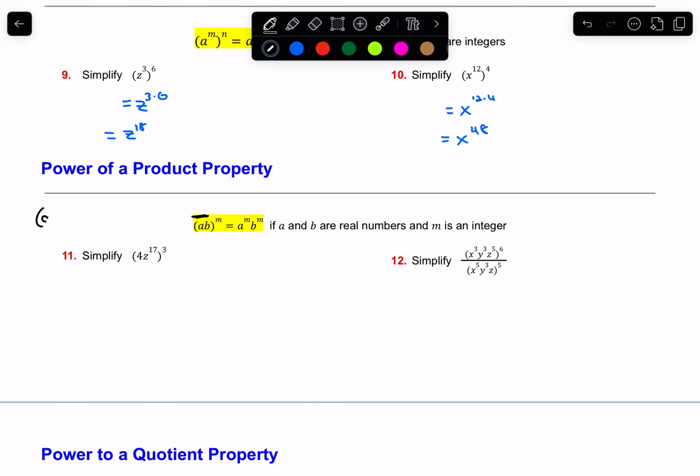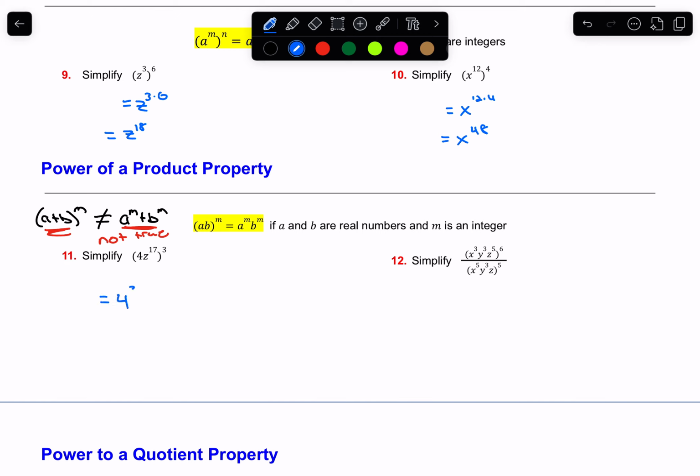So if it was a plus b to the power m, this does not equal a to the m plus b to the m. Okay, this rule does not hold true when it is addition inside. So again, this is not true. Not an accurate statement. But when it's a product inside, a times b, then we distribute the m to both things. So down here for number 11, we have 4z to the 17 to the power 3.